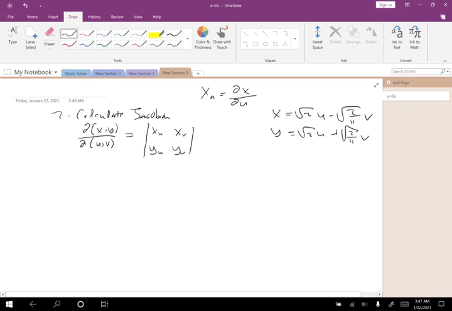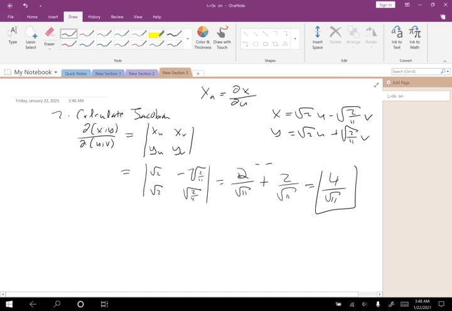So now we just take the coefficients, because these would be our partial derivatives. So x_u is square root of 2, x_v is negative square root of 2 over 11, y_u is square root of 2, y_v is square root of 2 over 11. Take the determinant, this is 2 divided by square root of 11 plus, remember there's a minus sign, really this is a minus minus, plus this 2 over square root of 11, so we get 4 over square root of 11. And this term accounts for the rescaling. I guess this is an expansion.